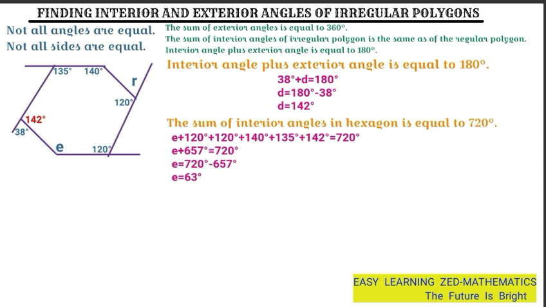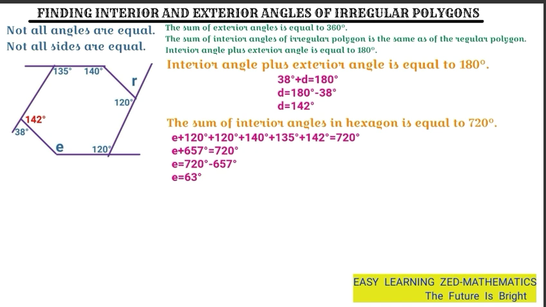Okay, now we have found E. Remember, the question was asking us to find E and R. So when we were finding D, we were just trying to make it possible for us to find E. Once we have done that, the next thing we're going to do is find the value of R. We can see R is there on top.